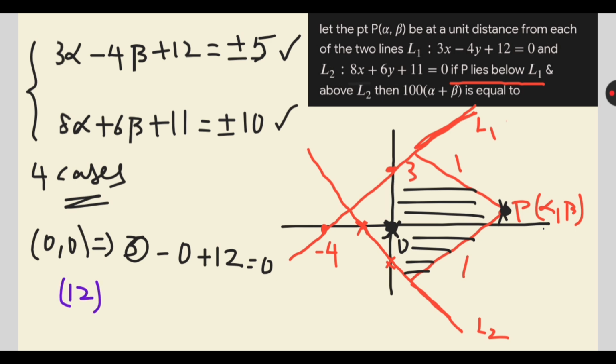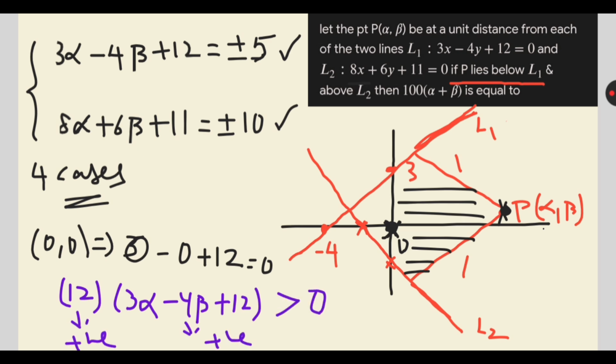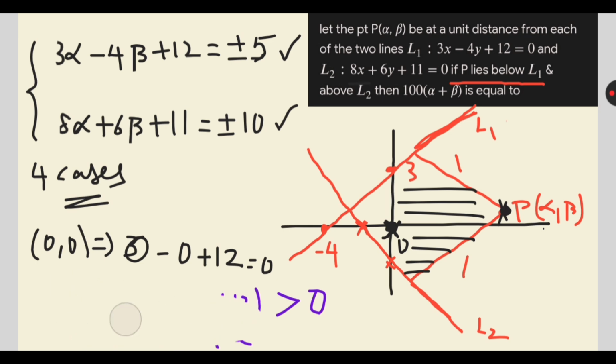If I substitute alpha comma beta, then the first line is going to be 3 alpha minus 4 beta plus 12. So if we apply the origin, we are getting 12, which is positive. Here also we are getting positive. That means this product is going to be greater than 0. So what does it mean? It means you should take only the positive case. Don't take the negative case. So for the L1, you should take the positive case. That means here you have to take only plus 5.